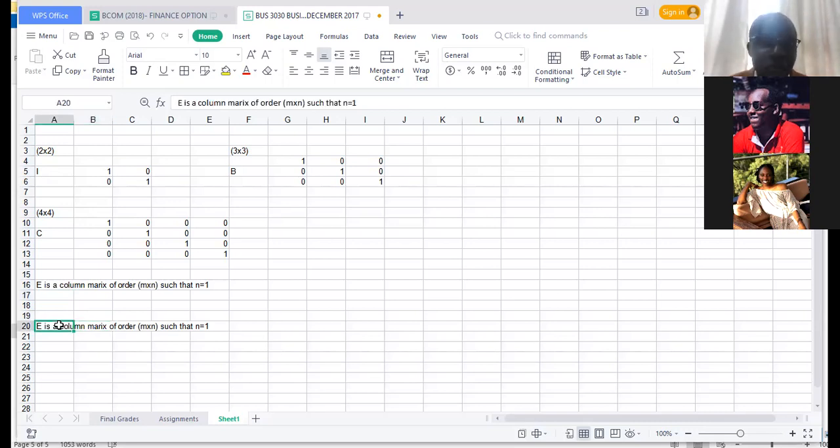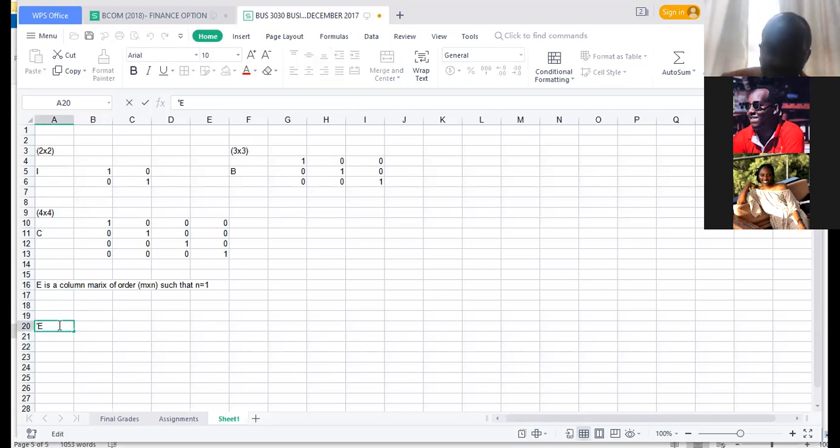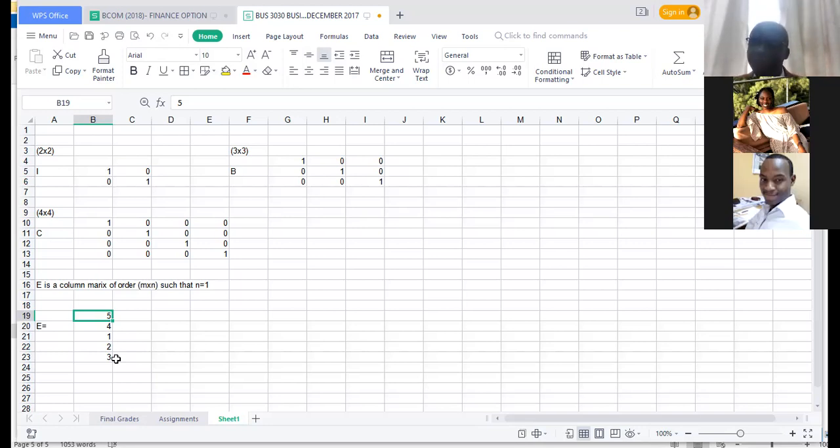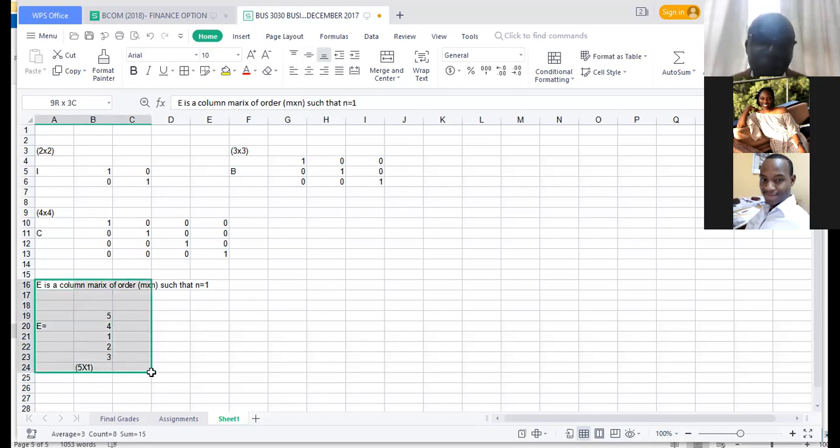And please enclose these things in a square bracket. E is equal to, you must put equal here, 5, 2, 1, 2, 3. This is a matrix. Enclose this in a square bracket. What is the order of this matrix? Anybody? 5 by 1. So this is a 5 by 1 matrix. That is a column matrix.